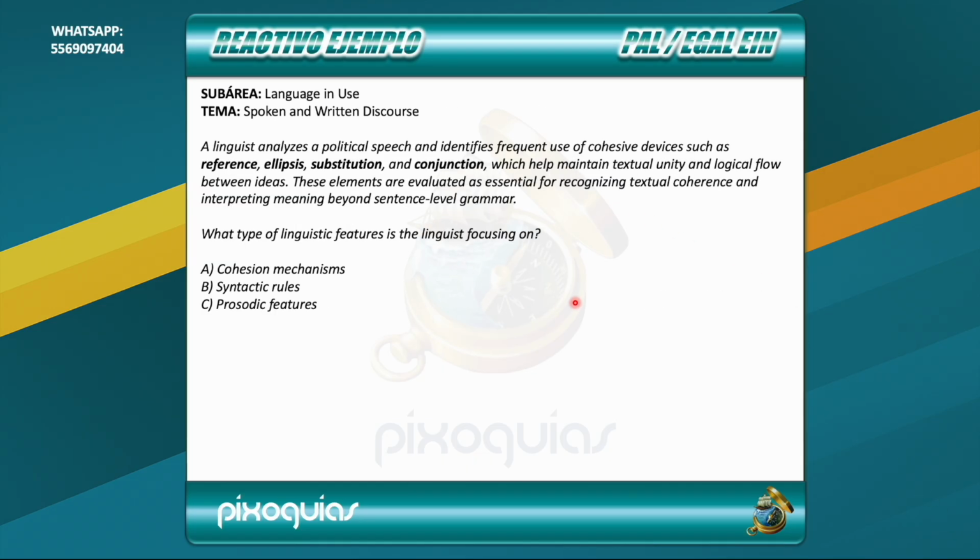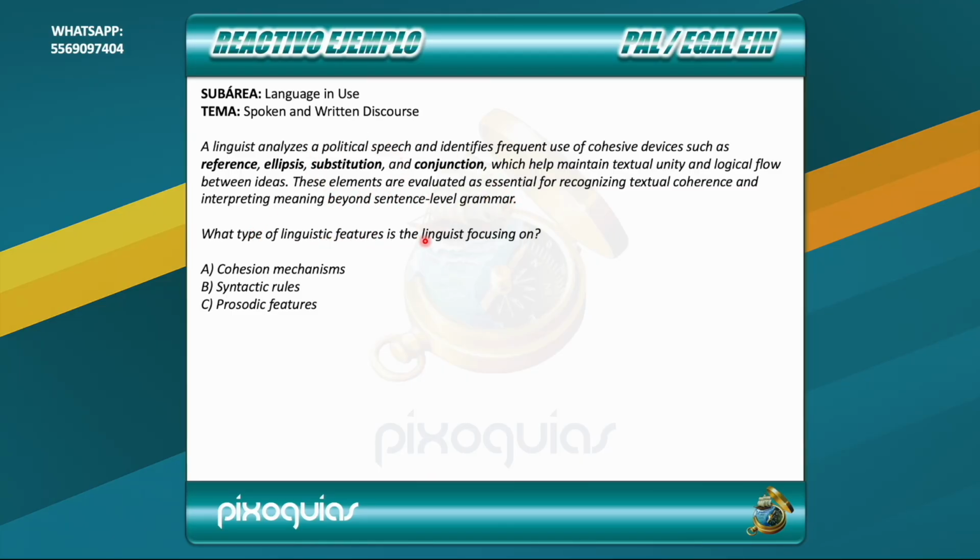Here we have another exercise, and this is about language in use with topic spoken and written discourse. A linguist analyzes a political speech and identifies frequent use of cohesive devices such as reference, ellipsis, substitution, and conjunction, which help maintain textual unity and logical flow between ideas. These elements are evaluated as essential for recognizing textual coherence and interpreting meaning beyond sentence-level grammar.